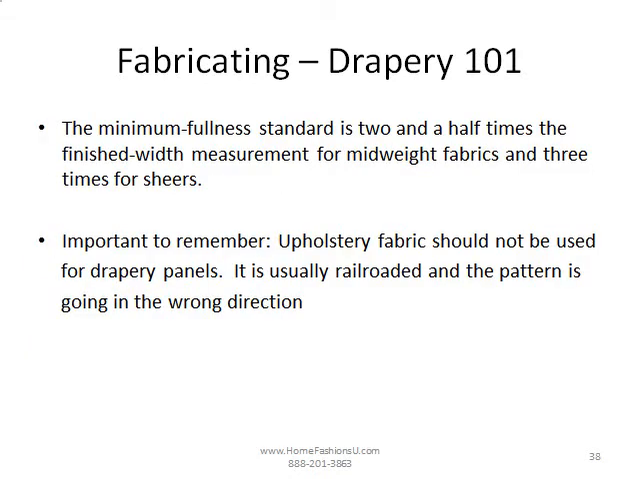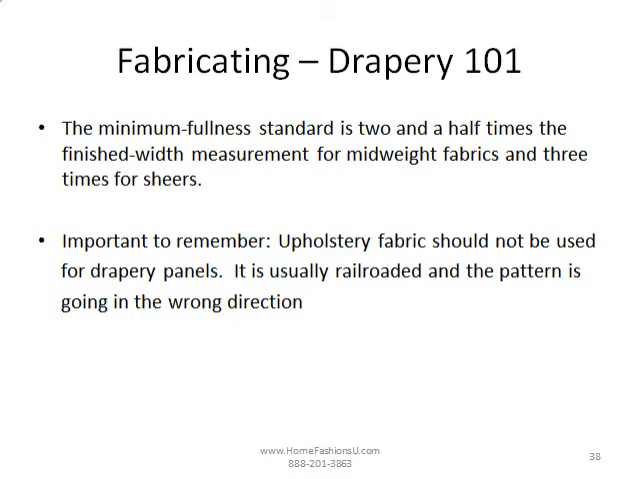The minimum fullness standard for your drapery is 2.5 times the finished width measurement. So that is how we decided to use 2.5 as a factor on our 100-inch drapery, allowing us 250 inches of fabric. So you want to use that for mid-weight fabrics. You want to use a 3-time fullness for shears. In that case, a 100-inch window would need 300 inches of fabric to create a correct fullness.